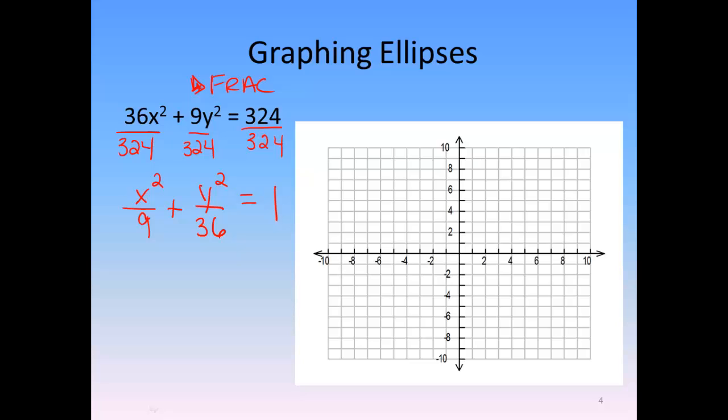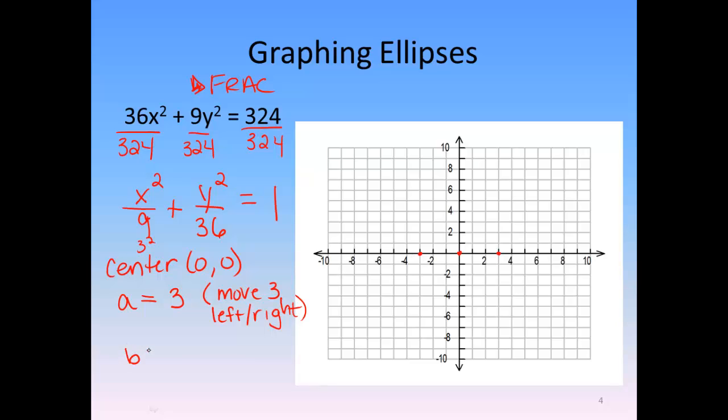Now I'm in standard form, so I can identify my center is at 0, 0, because there is no h and k. I can also identify my a. My a is going to be 3, because 9 is 3 squared. This tells me I'm going to move 3 spaces left and right because it's underneath the x-coordinate. So from my center 0, 0, I'm going to go 3 to the right and 3 to the left.